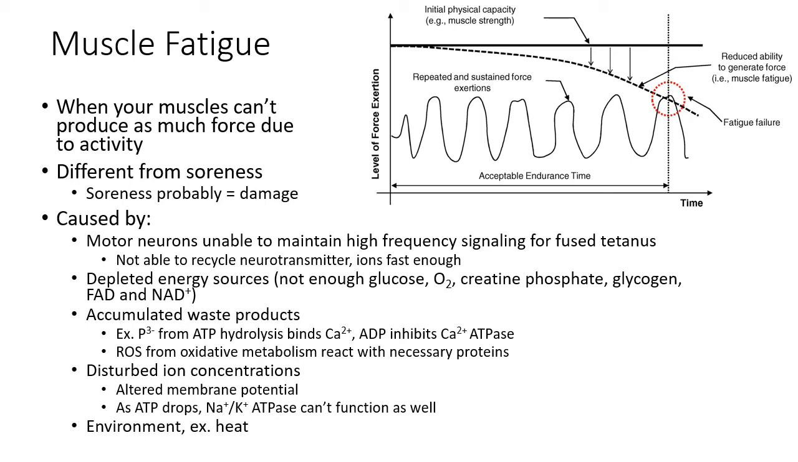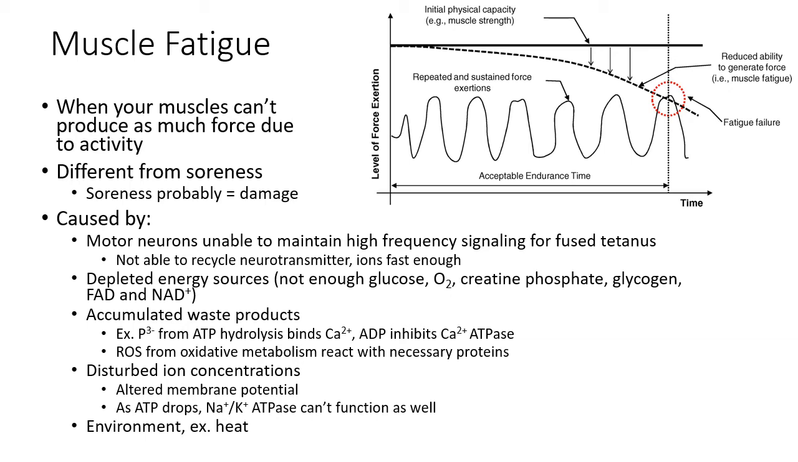Fatigue has a number of causes, many different causes. First, your motor neurons might not be able to send action potentials fast enough to make sure that you have a smooth muscle contraction. That would happen if you're not able to recycle the acetylcholine fast enough, or if you're not able to reset the ion concentration gradients fast enough. If you run out of ATP, of course, that would cause muscle fatigue. So if you don't have enough glucose or enough oxygen or enough creatine phosphate or enough glycogen or enough FAD and NAD+, if you have not enough of any one of those things, then you may have muscle fatigue.